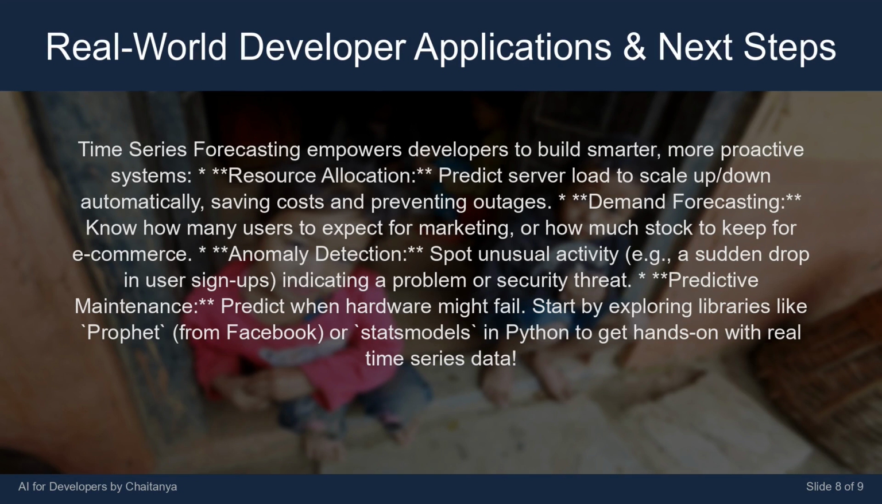Resource allocation: predicts server load to scale up or down automatically, saving costs and preventing outages. Demand forecasting: know how many users to expect for marketing, or how much stock to keep for e-commerce. Anomaly detection: spot unusual activity, e.g., a sudden drop in user signups, indicating a problem or security threat. Predictive maintenance: predict when hardware might fail. Start by exploring libraries like Prophet from Facebook, or statsmodels in Python to get hands-on with real time series data.